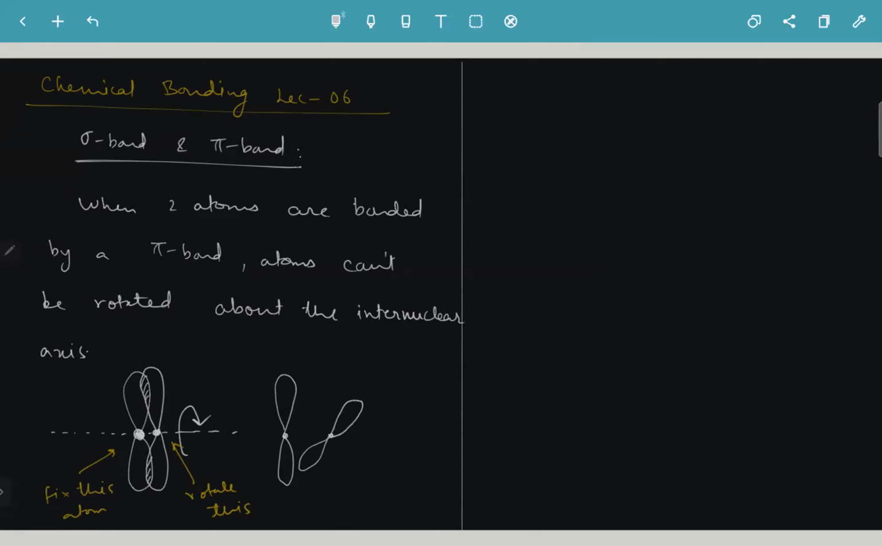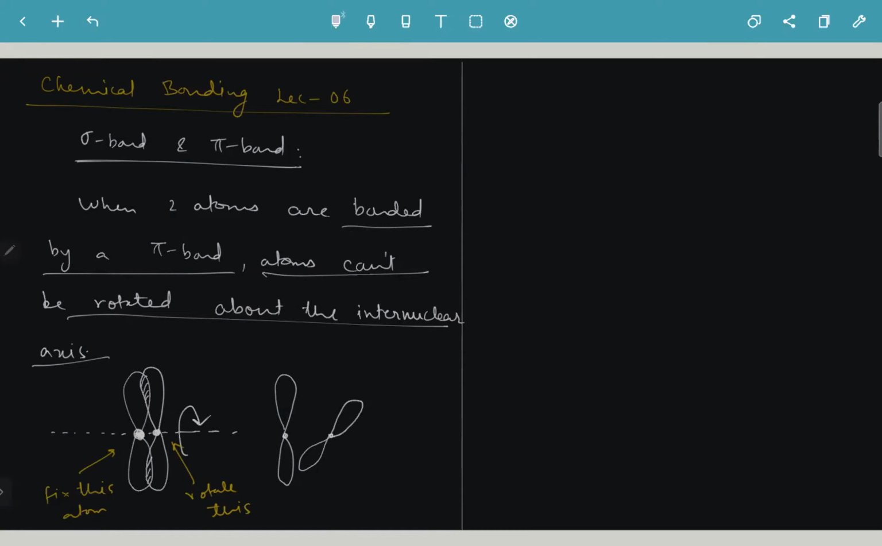So during rotation across a pi bond, when atoms are rotated about a pi bond, the pi bond is broken. Without breaking a pi bond, rotation cannot be done. This is what we mean by atoms cannot be rotated about the internuclear axis when atoms are bonded by a pi bond, because rotation results in change in orientation of the p orbitals, which results in breaking of the pi bond.